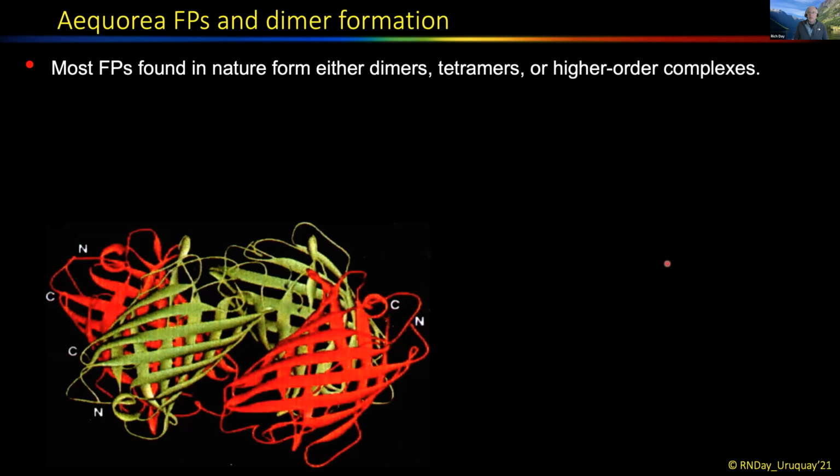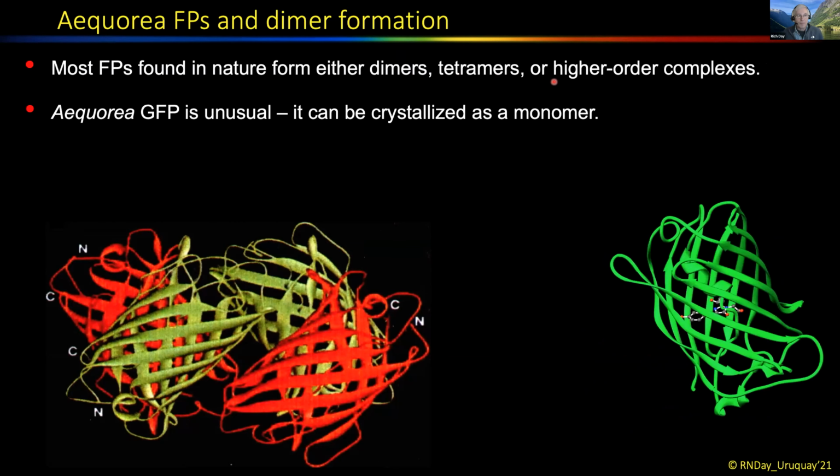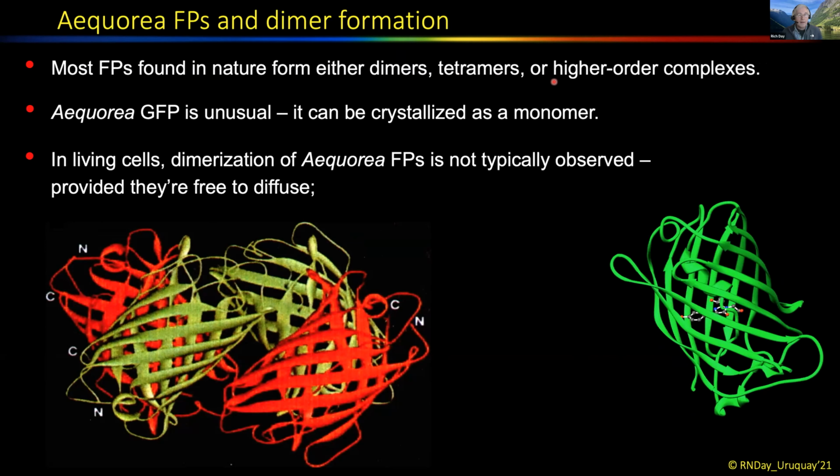Now, most of the fluorescent proteins that are found in nature are either obligate dimers, tetramers, or higher order complexes. This is simply the way that these fluorescent proteins form in nature. The Aequorea GFP was unusual in that it actually could be crystallized as a monomer. And this is a good trait. So in living cells, typically we don't see dimerization of the enhanced FPs, provided they're free to diffuse.